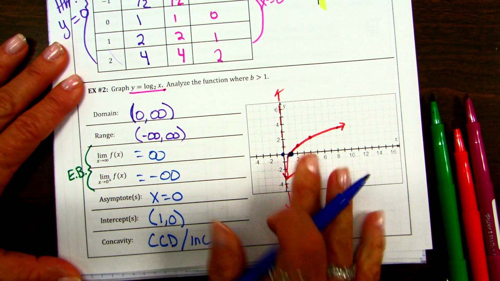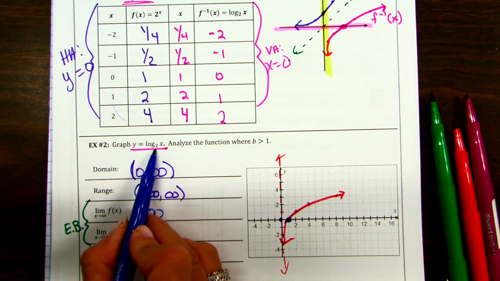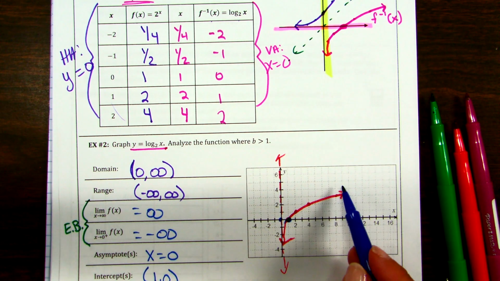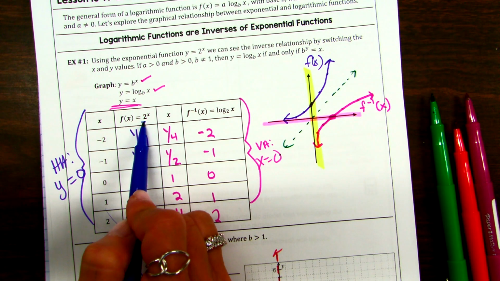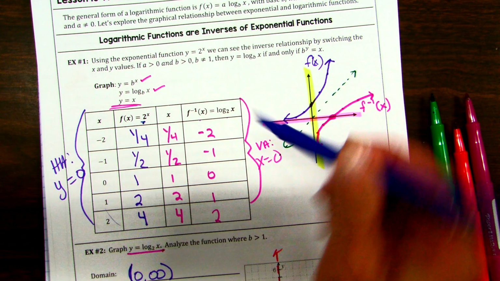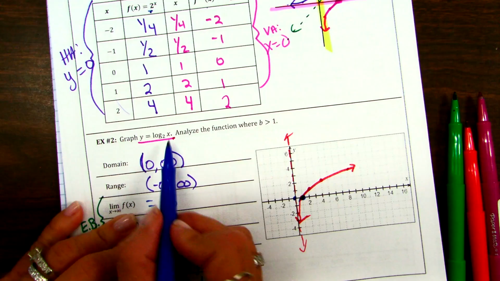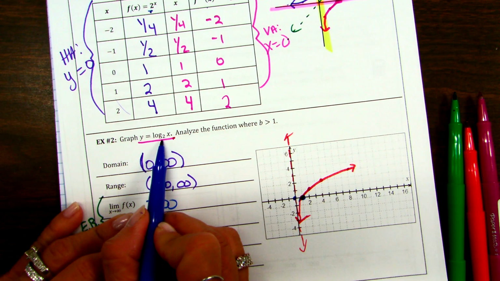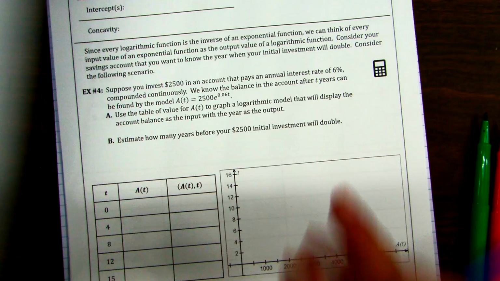A fun fact also: is this graph increasing or decreasing? It's increasing. Listen to what I'm about to tell you. Whenever the base of a log is greater than 1, it's going to be increasing. I said that same thing to you with an exponential function. When the base is greater than 1, the graph is increasing. So guess what happens? In our next problem, our base will be less than 1, and our graph will be decreasing. So we're going to do the same thing with another one.